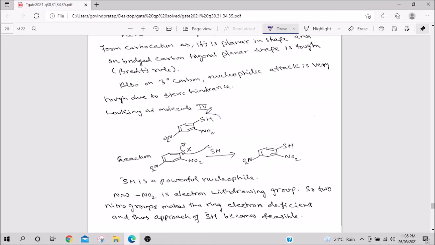The final reaction is this one, the final molecule is this one. So this SH is there. SH is the nucleophile, it's quite a powerful nucleophile. So you must be having some leaving group, and then SH minus has to attack, and then this leaves.